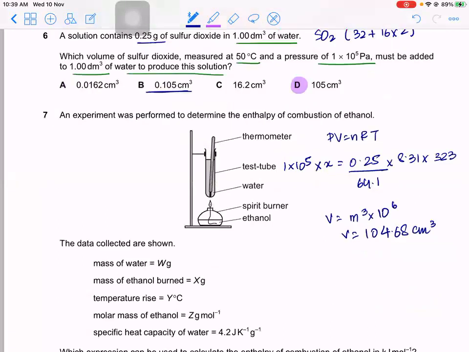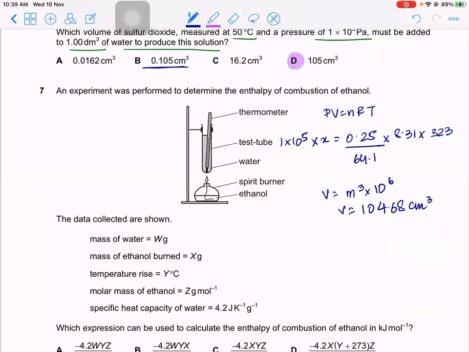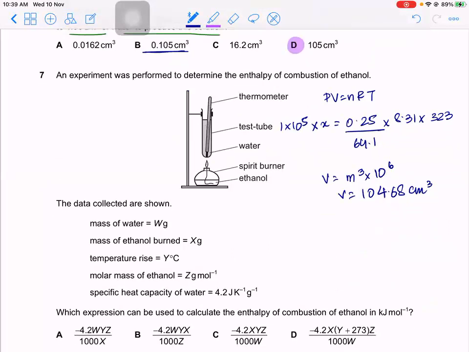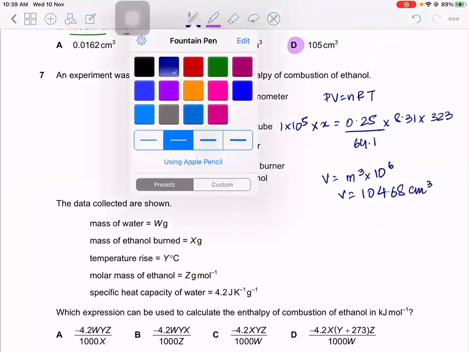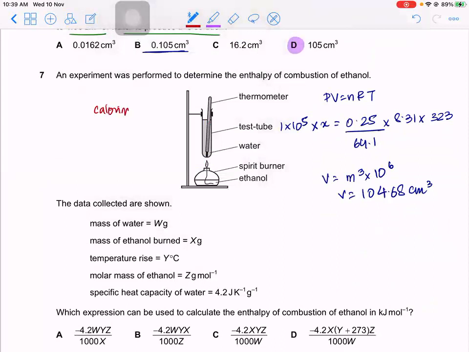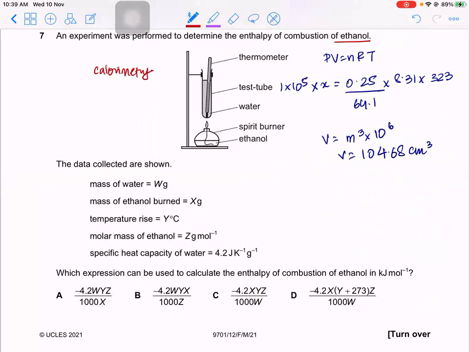Clear? An experiment was performed to determine the enthalpy change of combustion of ethanol: thermometer, test tube, water. This is calorimetry. Now you know that we need to find the enthalpy change of combustion of ethanol. Do you remember Q is equal to minus mc delta T? Now the mass of water is given as W gram. Mass of ethanol burnt is X gram. Temperature rise is Y degrees Celsius. Molar mass of ethanol is Z. Specific heat capacity of water is this much. What expression can be used to find the combustion of ethanol?